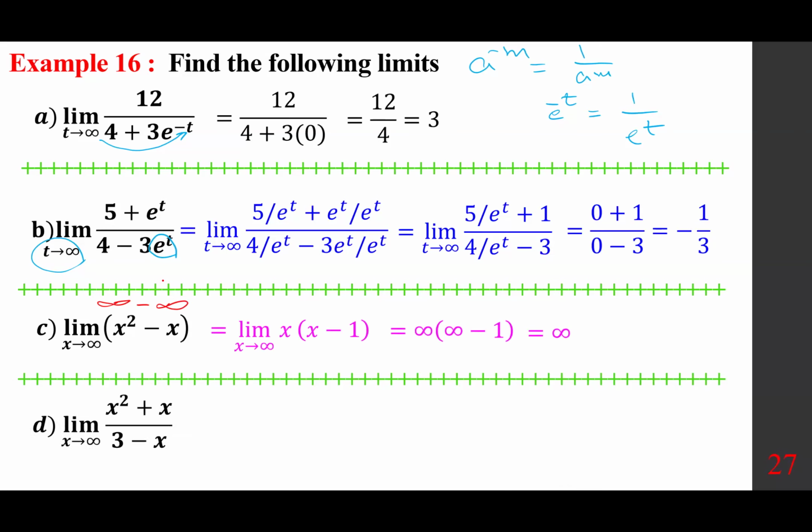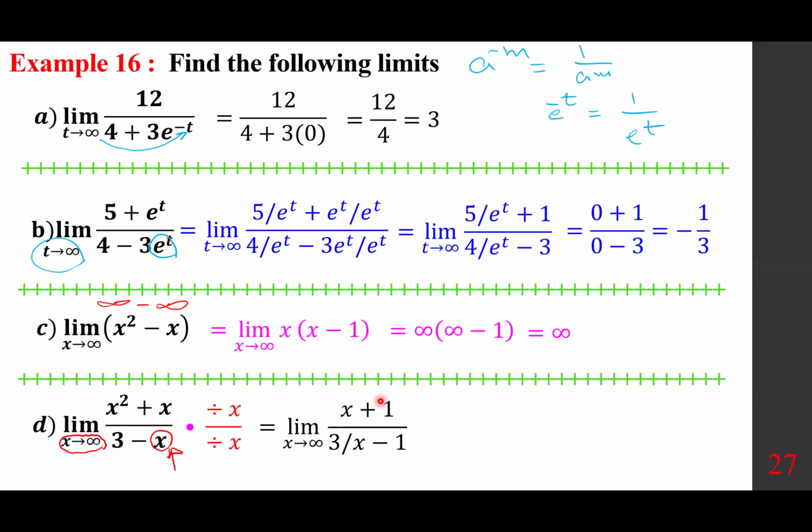By the way, if you plug in, you get infinity over negative infinity. But the technique is x is approaching infinity, so we divide by the highest degree term in the denominator, namely x. Divide everything by x, everybody. When we do that, this becomes x, this becomes 1, this is 3 over x, this is minus 1.